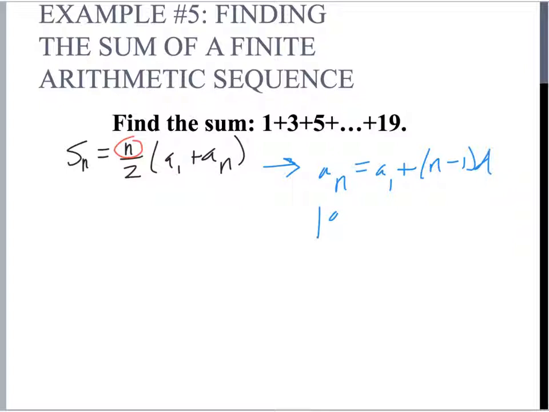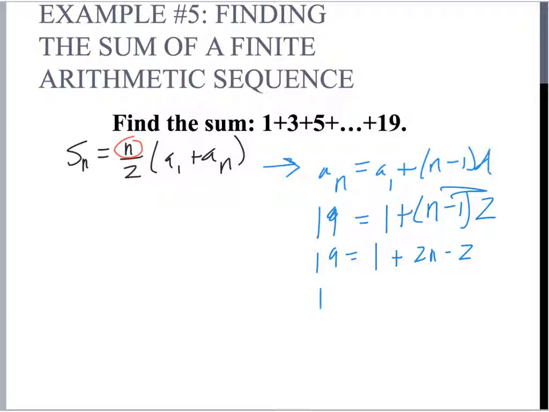Being 19 equal to A sub 1, the first number, which is 1, plus we don't know what n is, so that's what we're looking for. And the difference is the difference between the numbers, between 1 and 3 or 3 and 5; you just take the second and subtract the first. So that's going to be 2. Our goal is to solve for n. So here we go. We have 19 equal to 1 plus, distribute the 2, and you get 2n minus 2. Positive 1 and negative 2 will give you negative 1. If you add 1 to both sides, you'll get 20. And then finally, n equals 10.